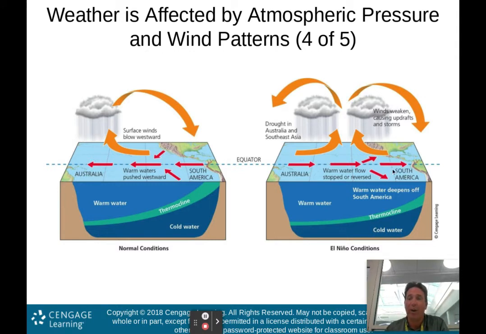Because if you have warmer water here in South America, as these low pressure systems move from east to west, they bring some of that warmer conditions up into our area, and that's why we're usually warmer and wetter in an El Nino year.